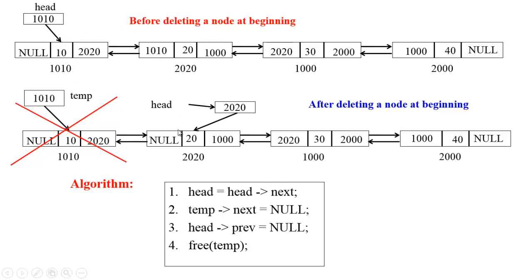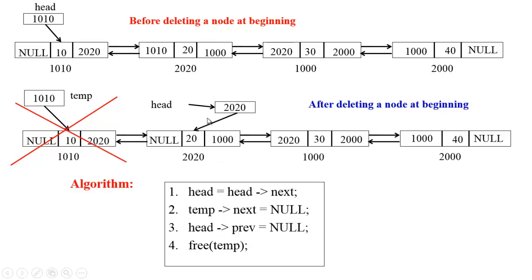Head equals head of next. Head pointer next equals head, that is head equals 2020. Automatically the head pointer changes to point to this location. Disconnect this location. I already created a temporary pointer, that is temp equals head. What is temp of next? Next is 2020, and that should be changed into null. Null means the connection is terminated from the previous first node to the new first node.